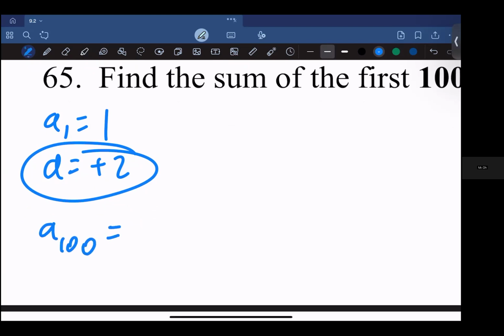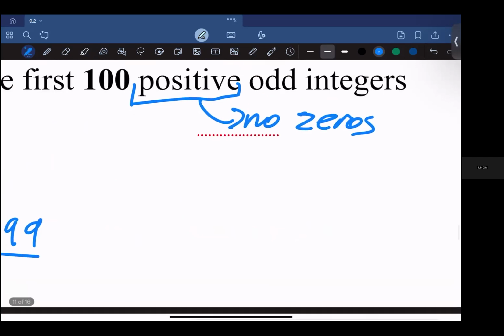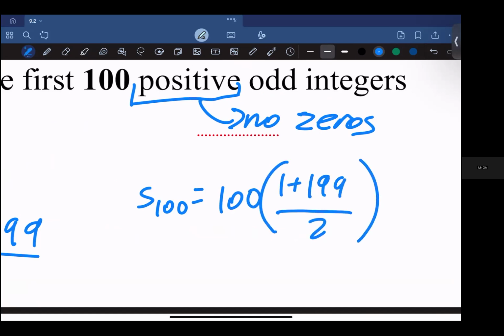So A100 equals 1 plus (100 minus 1) times 2, which is equal to 199. Now, last step, we have S of 100 is equal to 100 times (1 plus 199) over 2. You will get a final answer of 10,000.